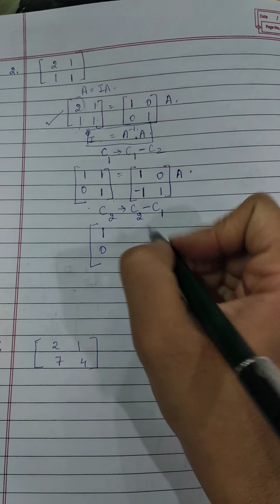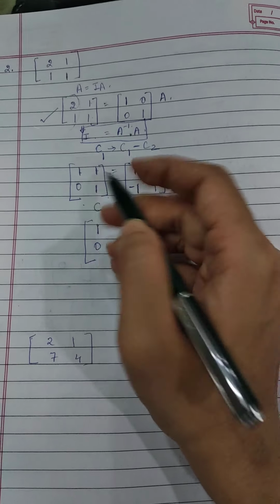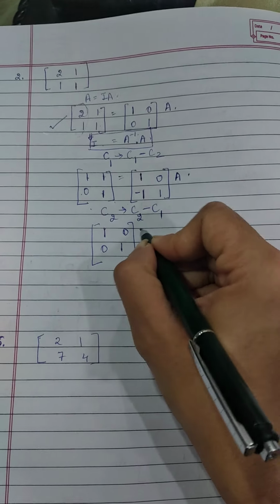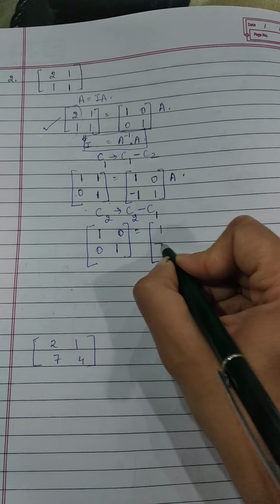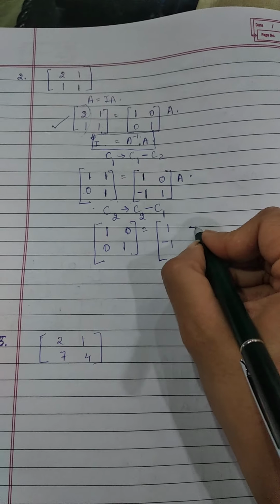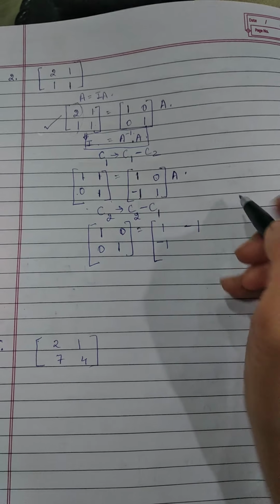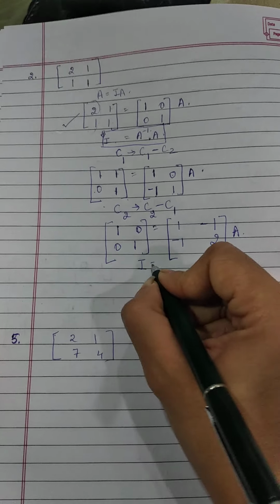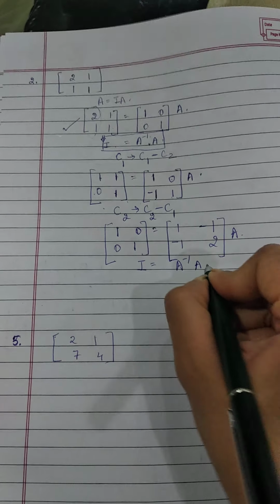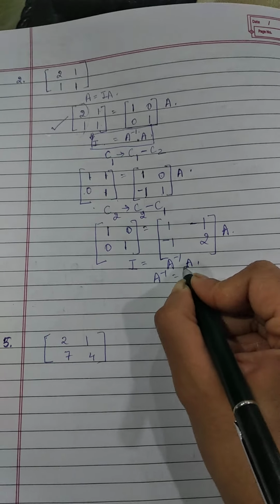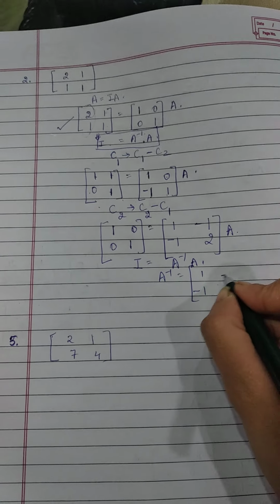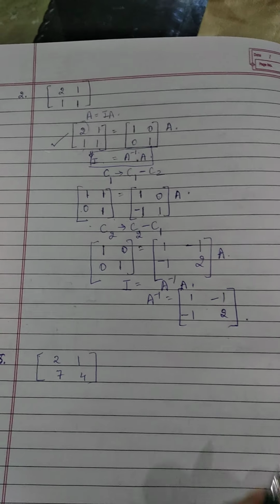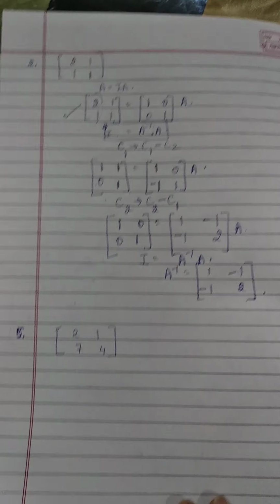1 and 0 remains the same. C2 minus C1 will give me 0. And C2 minus C1 will give me a 1 over here. So likewise, 1 and minus 1 as it is. 0 minus 1 is minus 1. 1 minus minus 1, so that is 2. So I have converted it into the expression I is equal to A inverse A. So what is A inverse in this case? It's 1, minus 1, minus 1 and 2. This is how we calculate the inverse using transformations, right?